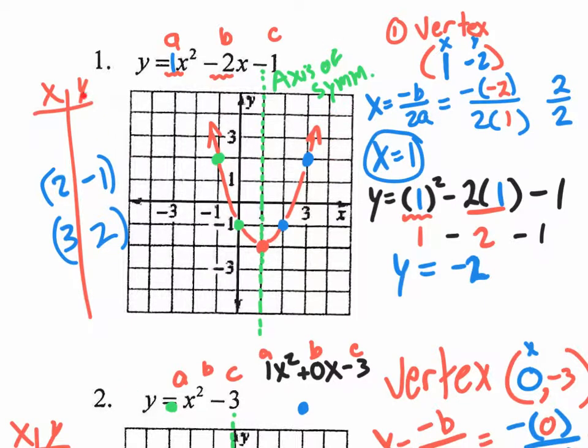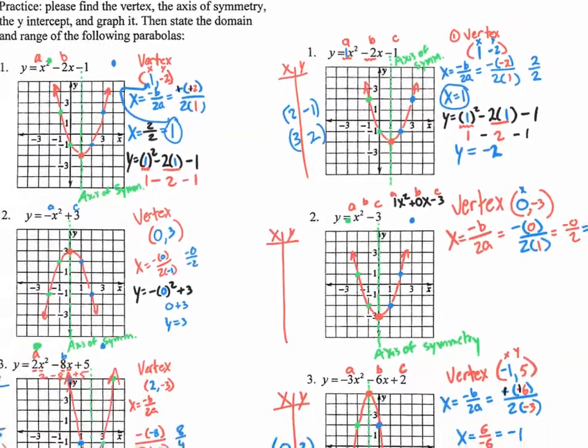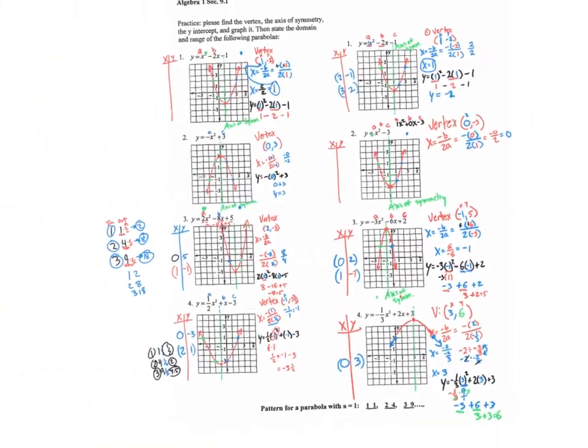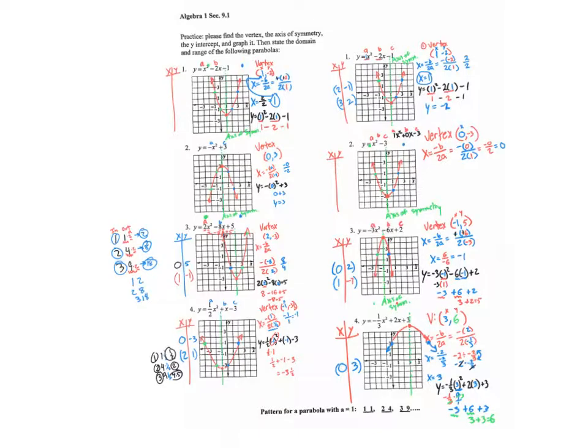But my point is, you could use an XY table if you like XY tables. Or if your a value is 1, you could use the pattern 1, 1, 2, 4, 3, 9. Or both. I don't know. It's just whatever you feel more comfortable with. So I hope we've graphed every single one on this homework assignment.